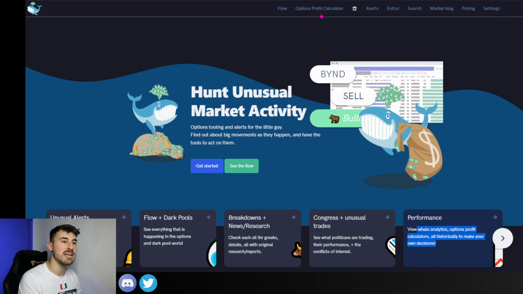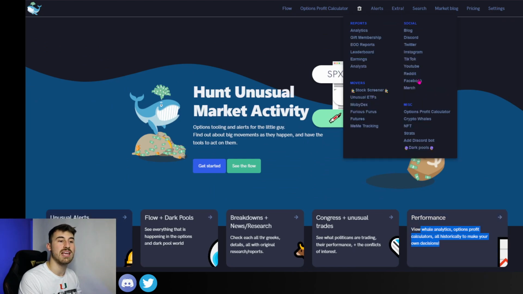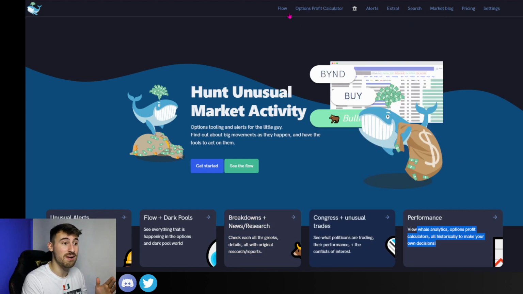So you can see in the top all of the features right here. They even have some crypto features as well. It truly is an all-inclusive guide. It's essentially a mini Bloomberg terminal for retail, but it's like 1/40th of the price of a Bloomberg terminal. So it's very, very solid.